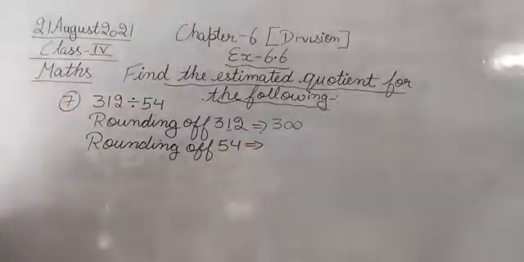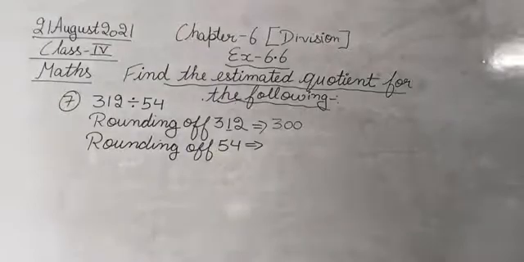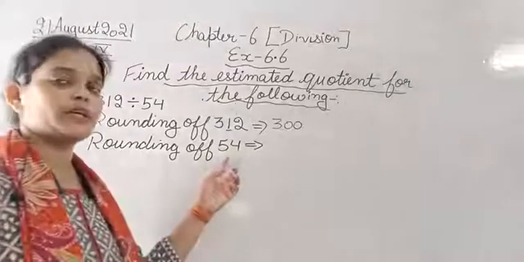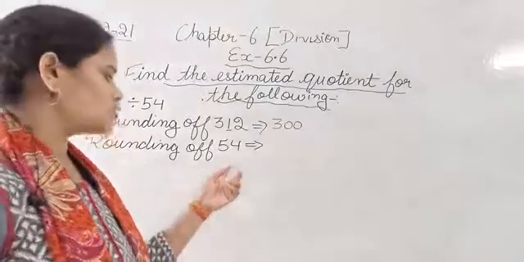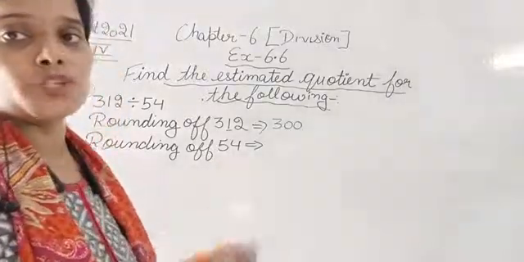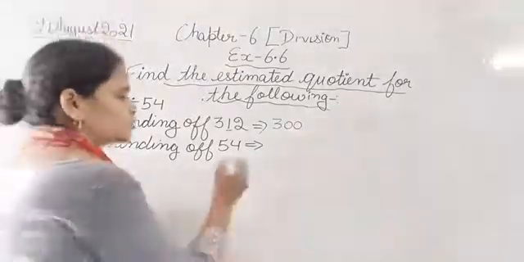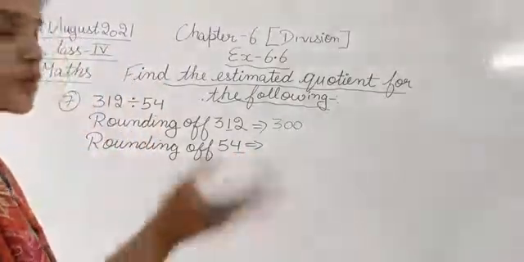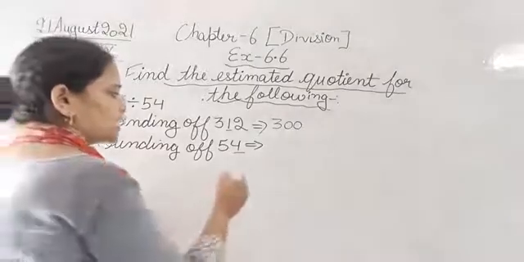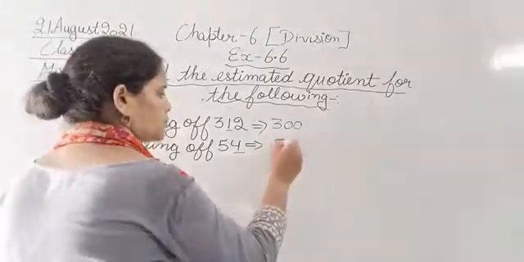Rounding off 54. Again the highest place value is tens, so we are going to round it off to the nearest tens. We will observe the digit at the ones place. At the ones place we have 4, which is less than 5, so we will round it off to the previous tens, that is 50.